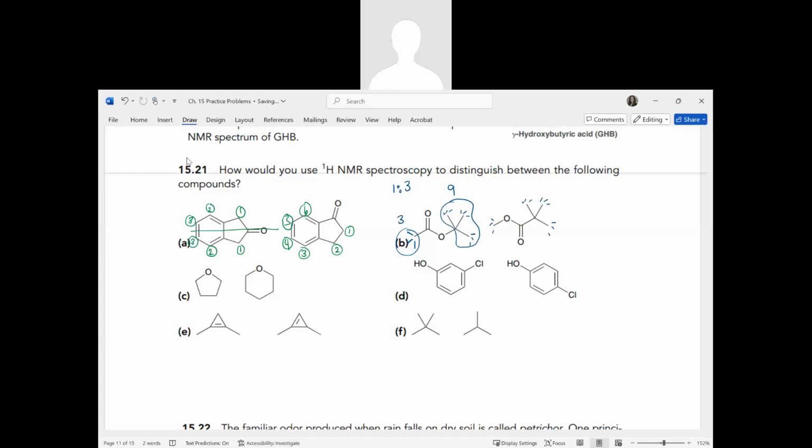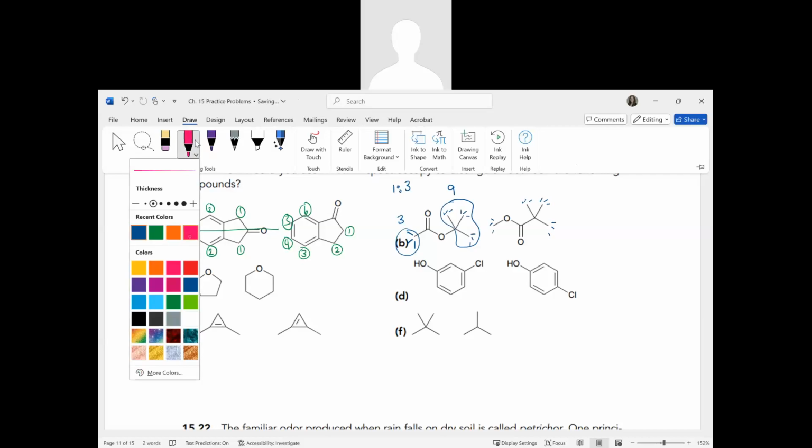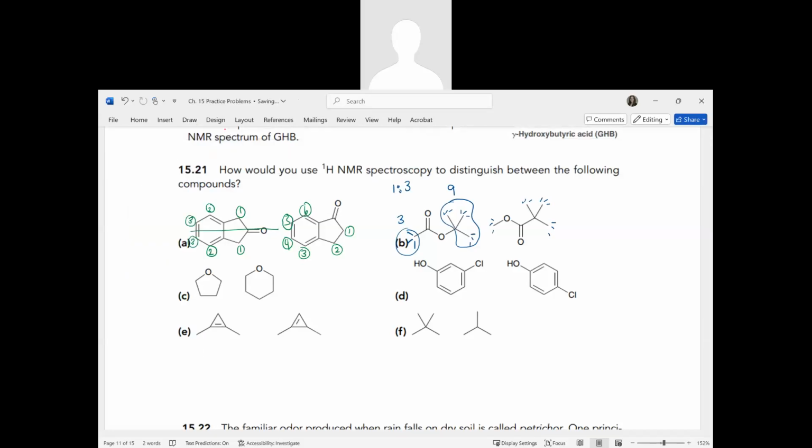So this signal for these protons over here, these are alpha to a carbonyl, right? So they're alpha to this C=O bond here. So we should see a signal at approximately 2 ppm for these, since they're methyl plus 1.